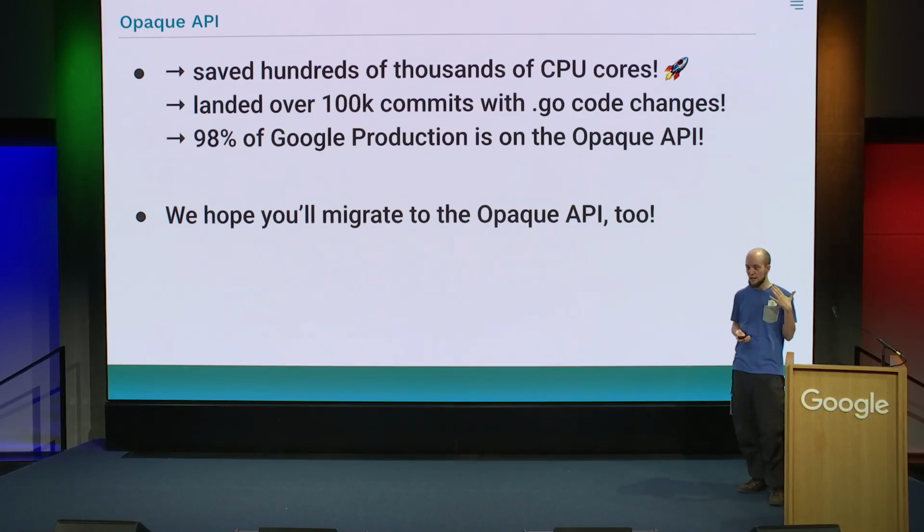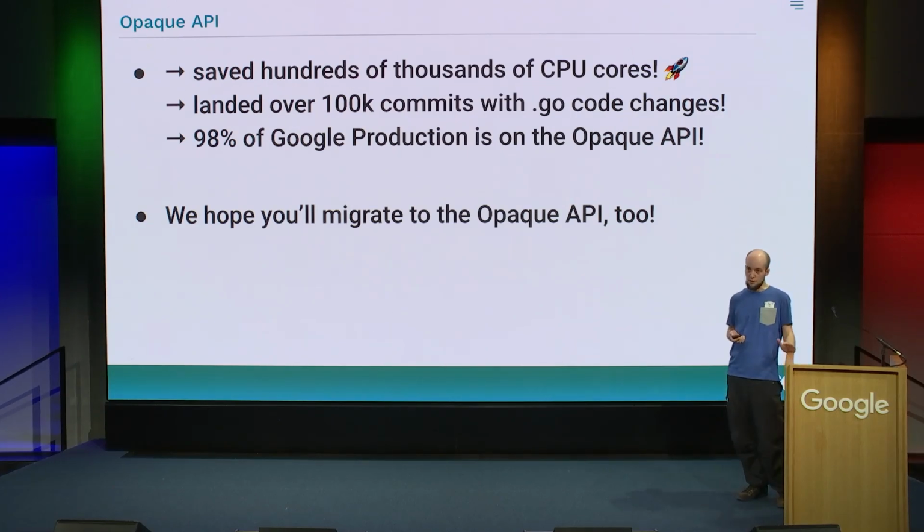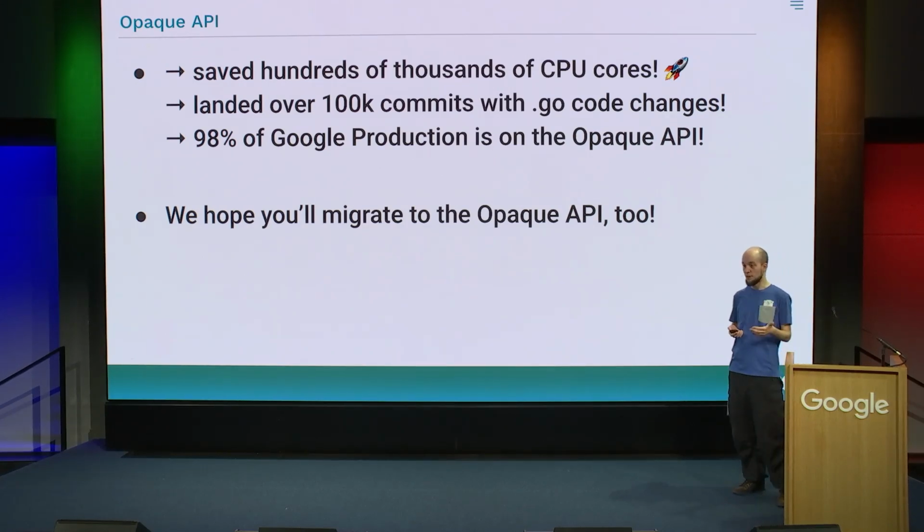So we have saved hundreds of thousands of CPU cores through the efficiency improvements at Google alone. And other companies we know have sizable Protobuf deployments as well. So if you look at others like Uber, Twitch, Cloudflare, etc., we hope that they can also adopt the Opaque API and save some more CPUs worldwide that way.